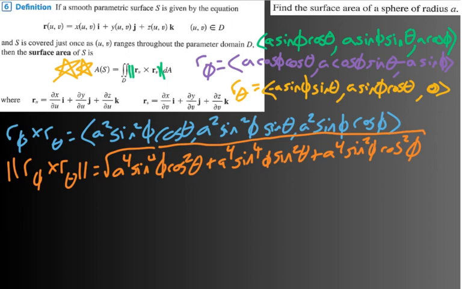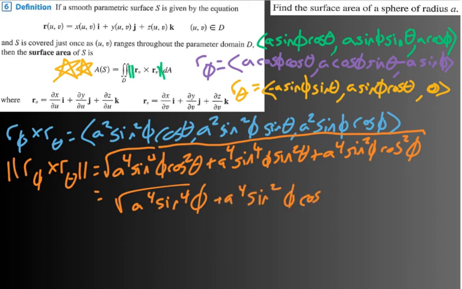And if you look inside here, you can take out a to the fourth sine to the fourth phi, right? And then you would have sine squared plus cosine squared. So then that would basically go away, right? And then, I guess we'll just write it out here. So then you have a to the fourth sine to the fourth phi plus a to the fourth sine squared phi cosine squared phi.